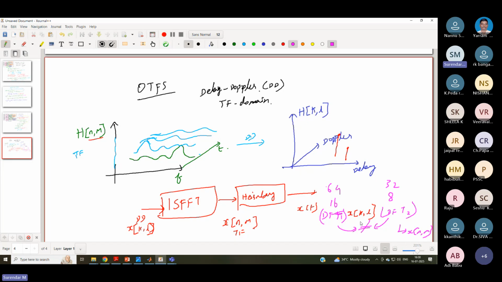So first we need to simplify the problem. So we are going for the delay Doppler domain. Then only can we realize this OTFS. Now getting back to the OTFS.